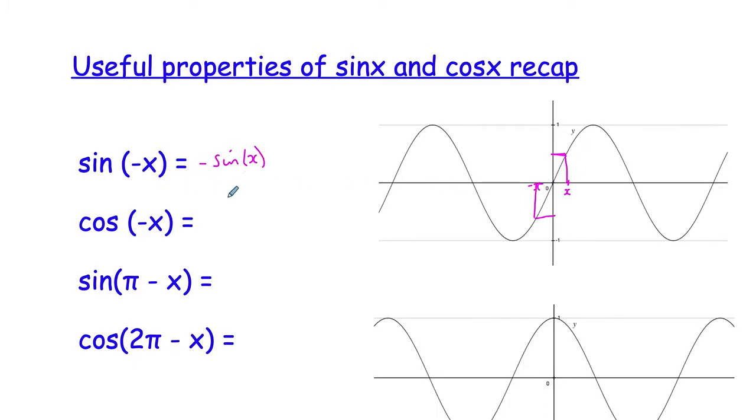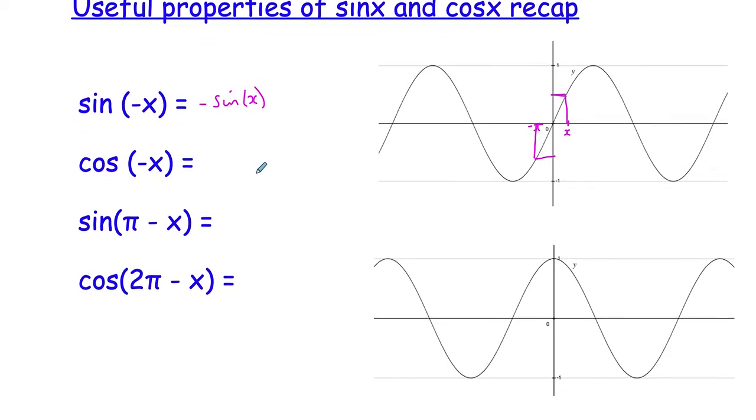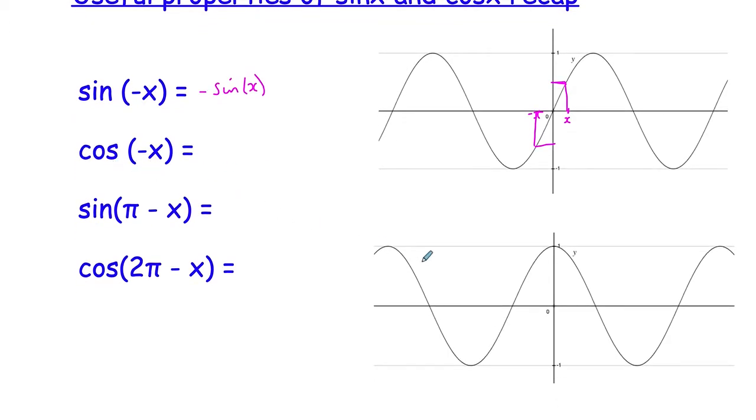That's actually always a property of functions that we describe as being odd, and you know you've got an odd function if there's rotational symmetry around the origin, and this feature is always true if you have an odd function. For cos of minus x, that's just equal to cos of x. So there's no minus sign, it's just equal to normal cos x.